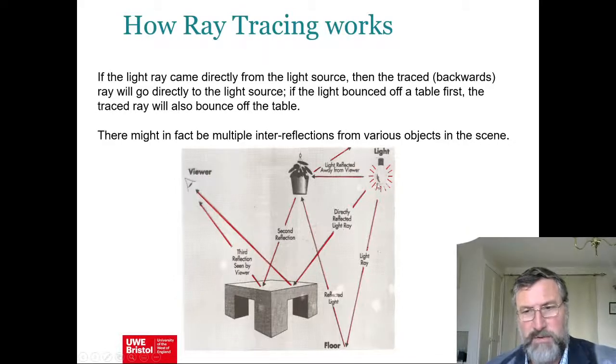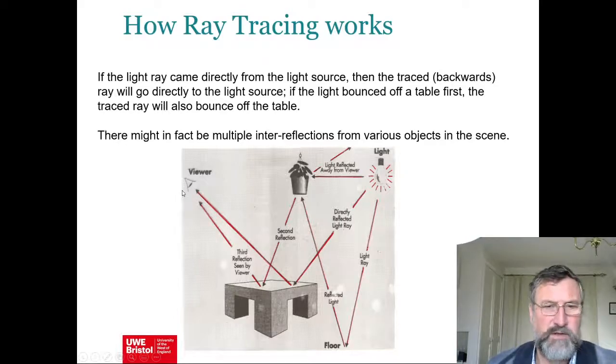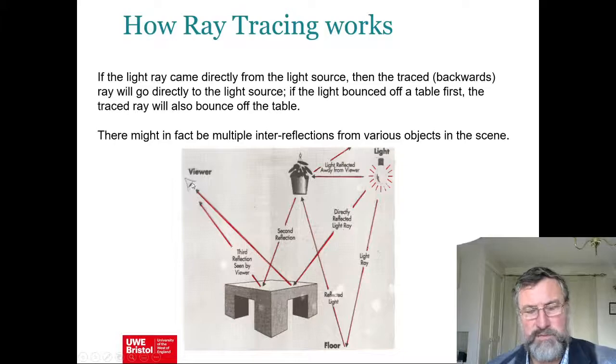And this is a little bit more complicated here, you see, because we traced backwards and found that it's possible to have this combination in this situation. So it is possible the light reflected off the floor here, then off the flower pot, went on to the table, and we finally got a bit of light in the viewer situation of the camera or the eye. So it's a little bit more complicated in that we can have multiple reflections.